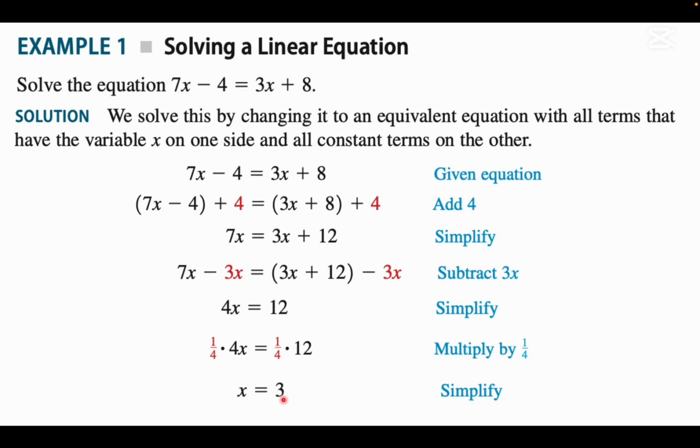Sorry, x equals 3. That is, if I take this value and plug it in here and here, it would make both sides equal. Let's check. If I plug in 3 here, 7 times 3 is 21, and 21 minus 4 is 17. So this side is 17. Let's plug it in here. 3 times 3 is 9, and 9 plus 8 is 17 as well. So 17 equals 17, that's true. So the final solution for this example is x equals 3.